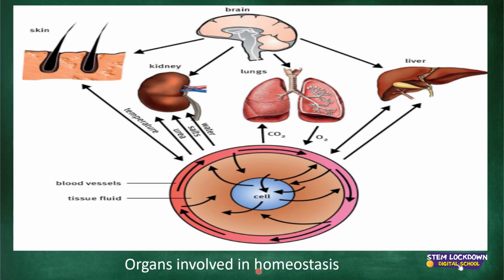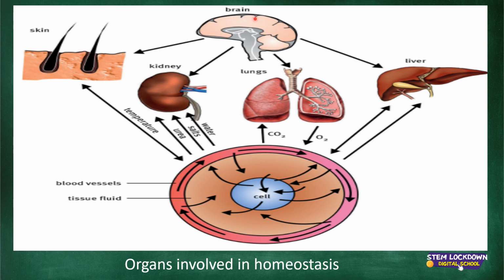This here is a diagram that shows the organs that are involved in homeostasis. The first organ there is the skin. Skin is the main organ, the largest organ in the body actually, that is involved in thermoregulation, which is the regulation of the temperature conditions in the body.